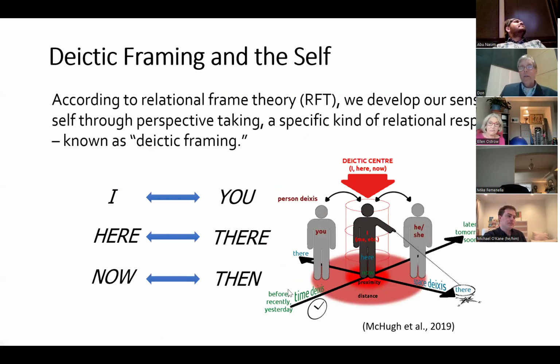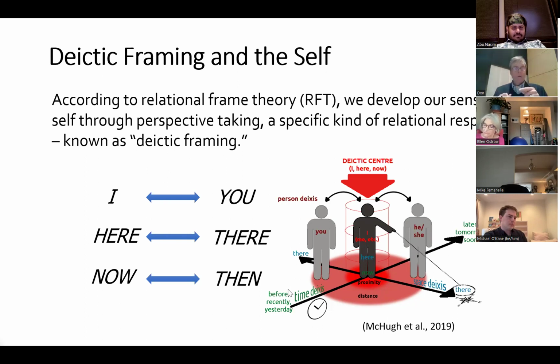Self as context is in many ways contingent on this particular way of framing that RFT refers to as deictic framing. It comes from the Greek word deixis, which means pointing, to point. And so we have ways of pointing to ourselves and to things that are not ourselves. So we can point to I and you, and we can point to here and there, and we can point to now and then. So we can do this in space, and we can do this in time, and we can do this relative to one person and another person, right? So that we can do I here now, and I here now is the perspective of self as context, right?